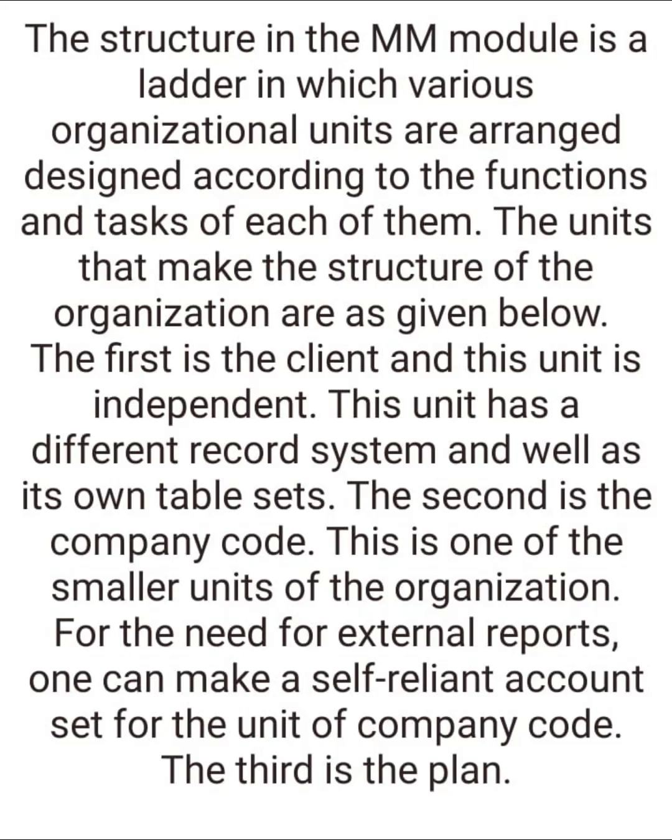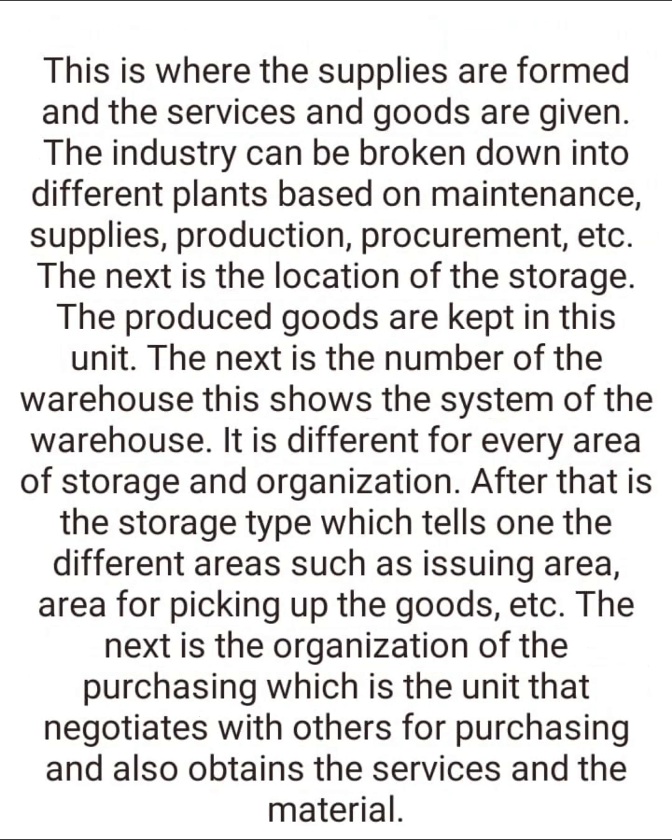The second is the company code. This is one of the smaller units of the organization. For the need for external reports, one can make a self-reliant account set for the unit of company code. The third is the plant. This is where the supplies are formed and the services and goods are given. The industry can be broken down into different plants based on maintenance, supplies, production, procurement, etc.